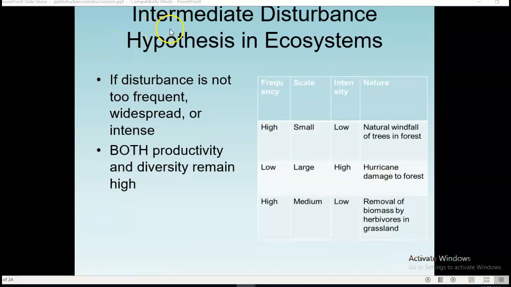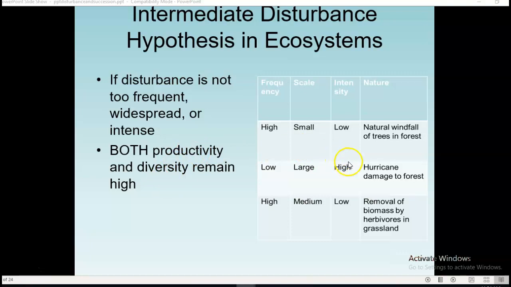You can actually introduce some levels of disturbance into established mature ecosystems, and this is the intermediate disturbance hypothesis: if the disturbance is not too frequent, widespread, or intense, you can maintain both productivity and diversity in your system. So this is a very useful concept for agroecosystems where we do need to disturb the systems. We need to harvest, for example.